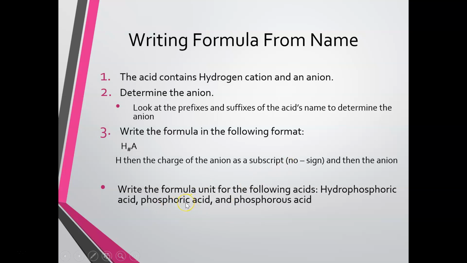Phosphoric acid, ic, remember, used to be ate, so that tells me this is phosphate. So I'm going to cross hydrogen and phosphate. Phosphorus acid tells me I had phosphite, because ite becomes ous. So I'm going to crisscross hydrogen and phosphite. When I do that, I'm going to get H3P for hydrophosphoric acid, H3PO4 for phosphoric acid, and H3PO3 for phosphorus acid. See how simple that is?